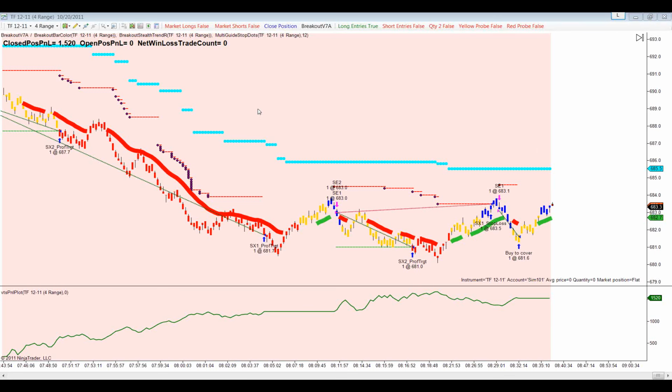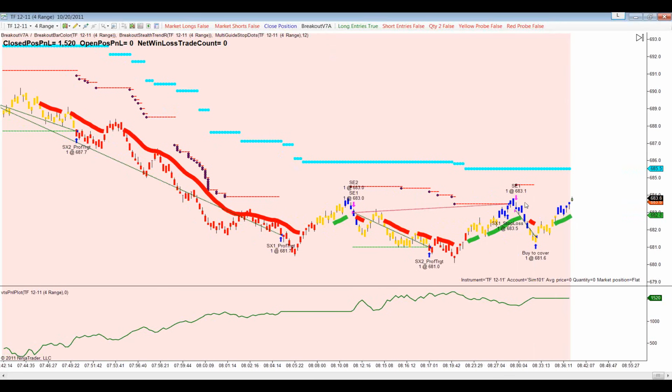Okay, you should be able to see the Russell, right? See, right now, because I want to see him take the swing out, which I just did. And I'm going to go ahead and activate the short entries again now. See how I did that?